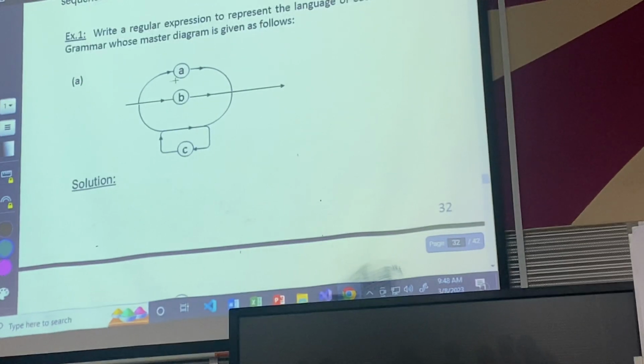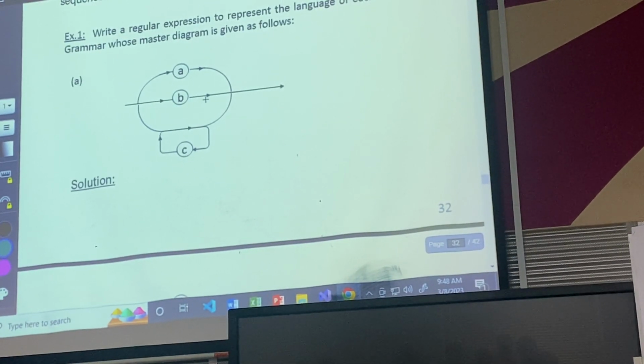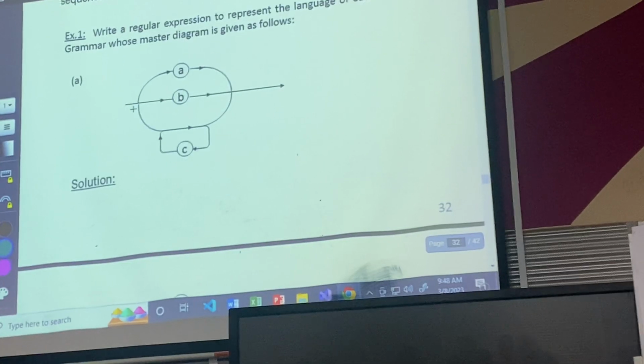What do these 3 lines mean? Why do we have 3 lines here?